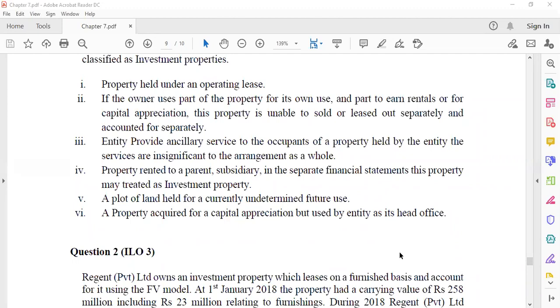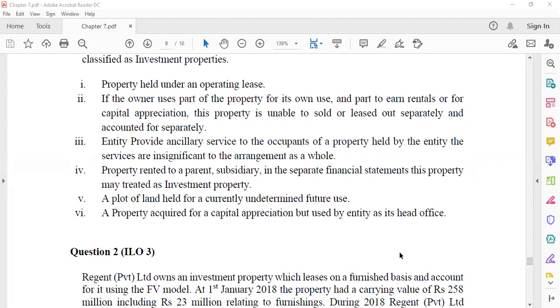The first one, the property held to be leased under an operating lease. We agree that it's an investment property. The second one, if the owner uses part of the property for its own use and part to earn rental, there we argued in both directions. If the owner-occupied portion is insignificant, then it's an investment property. If the investment property component is insignificant, it's an owner-occupied property. So therefore, you could argue in both directions.